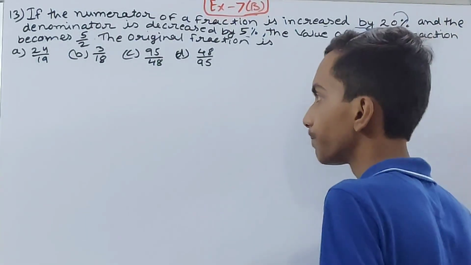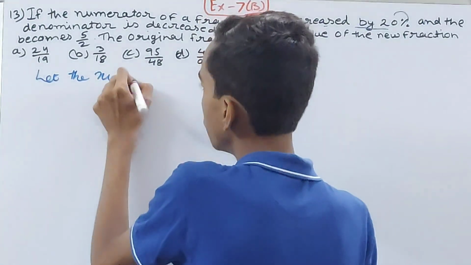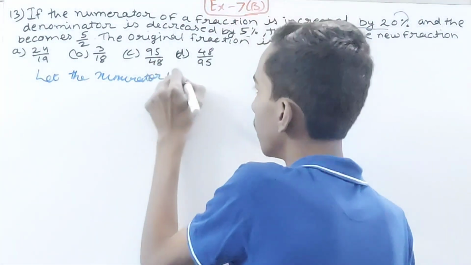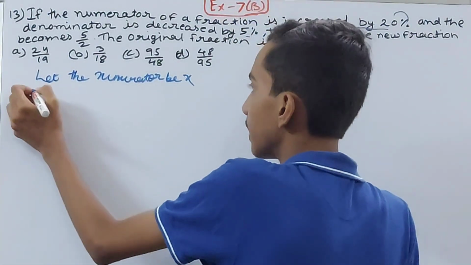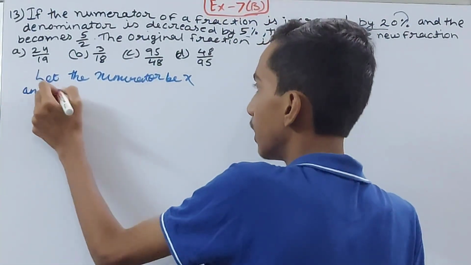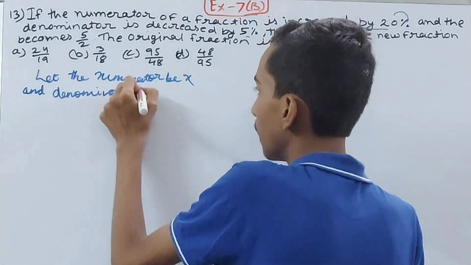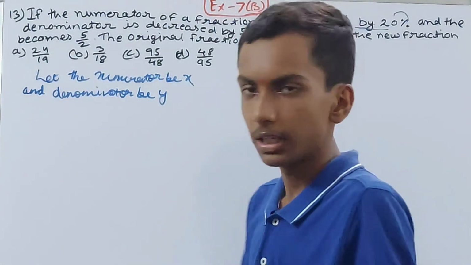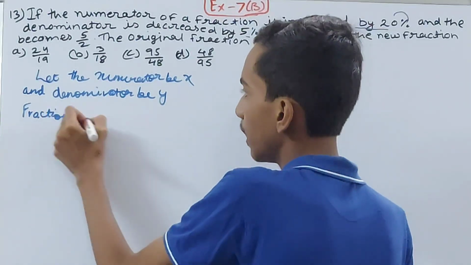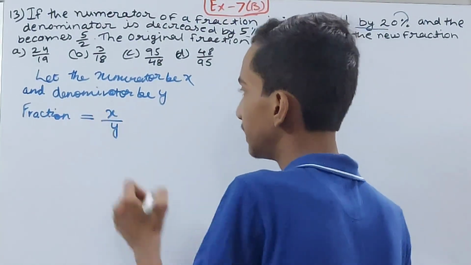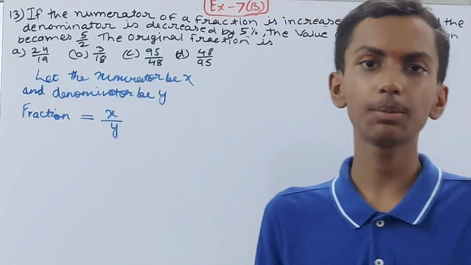Okay, see here. Let the numerator be x, and the denominator be y, right? Two things we assume. So the fraction will be equal to x upon y. Clear? This is very simple knowledge, right? Numerator is x, denominator is y, so their fraction will be x upon y.